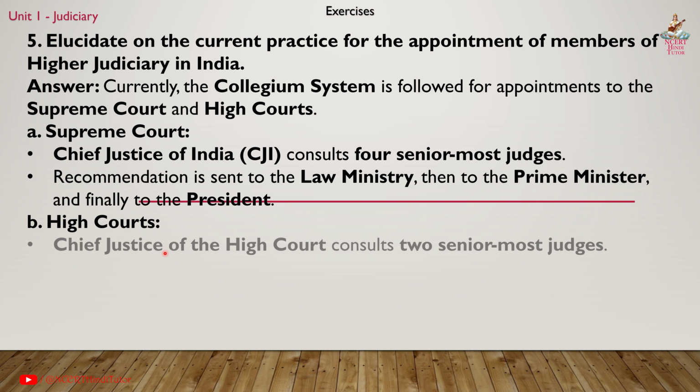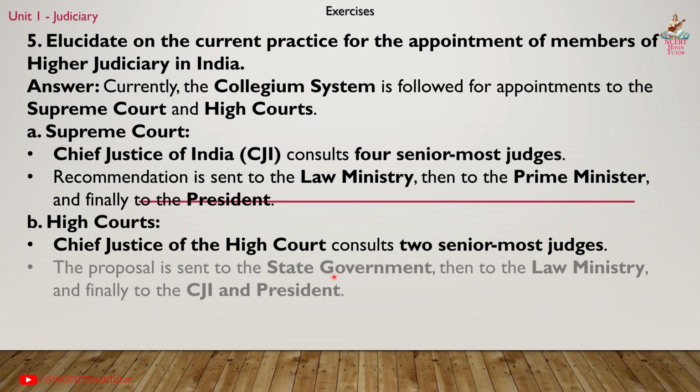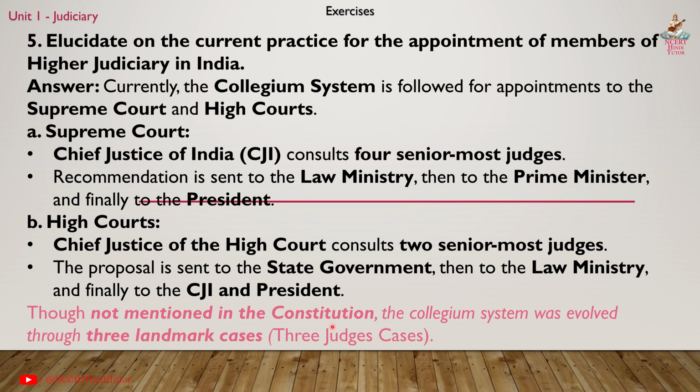B. High Courts. Chief Justice of the High Court consults 2 senior-most judges. The proposal is sent to the state government, then to the law ministry, and finally to the CJI and President. Though not mentioned in the Constitution, the collegium system was evolved through 3 landmark cases, the 3 Judges Cases.